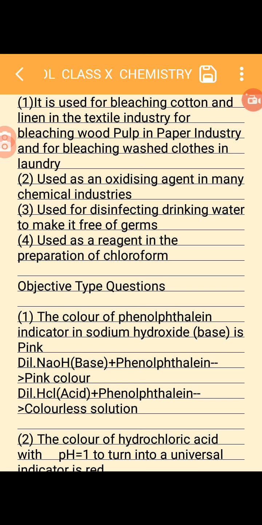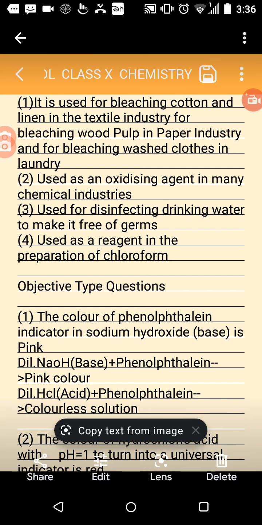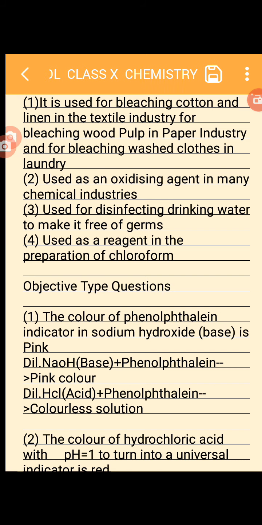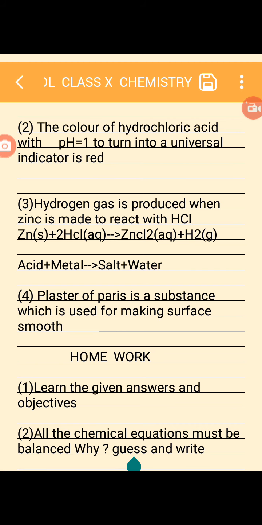Now again, when phenolphthalein is added to an acid, here the acid taken is dilute hydrochloric acid, we get a colorless solution. Now move on to the second bit, that is, the color of hydrochloric acid with pH equal to 1 when turned into universal indicator is red. That is the color of hydrochloric acid with a pH value of 1 in universal indicator, red color, students.